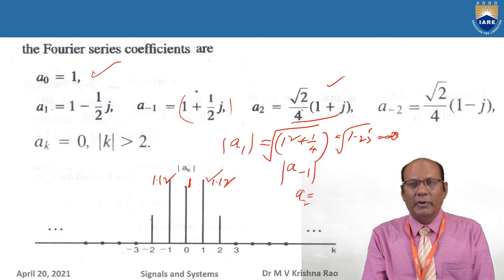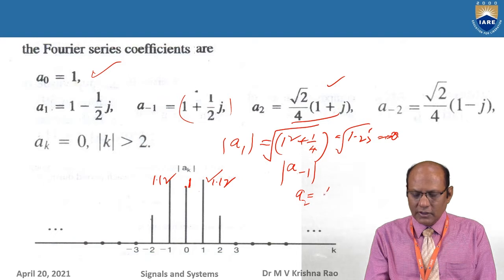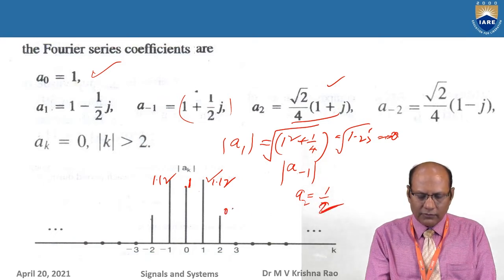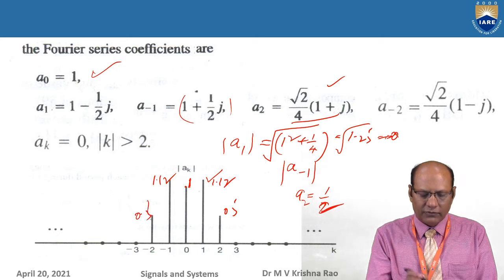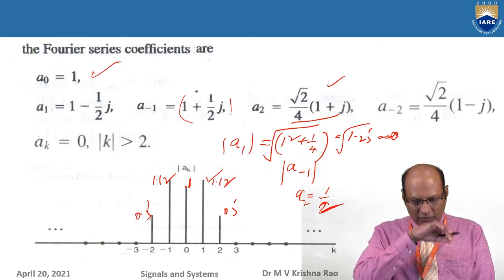Multiplication gives 2, 2 by 4, 1 by 2. You will get 1 by 2. So this is nothing but 0.5 actually. This is 0.5 both sides. So this is what I can say.